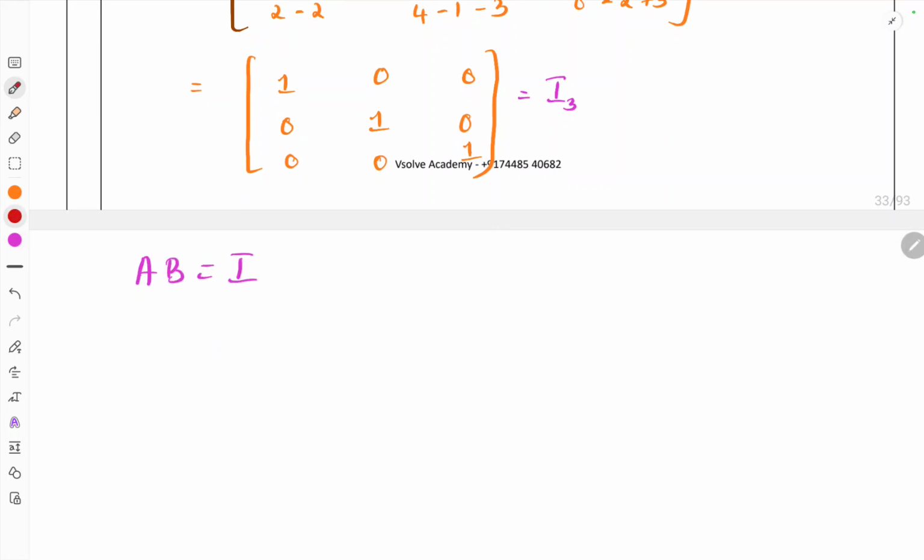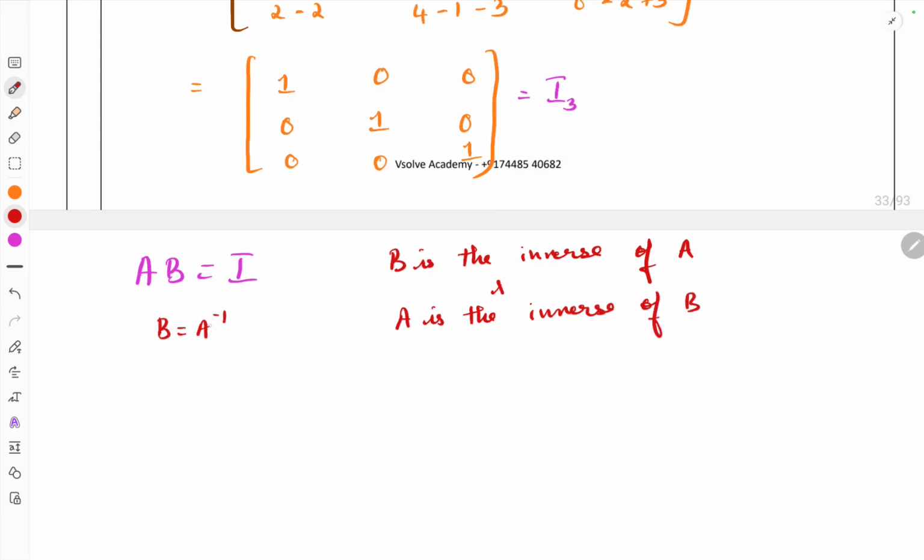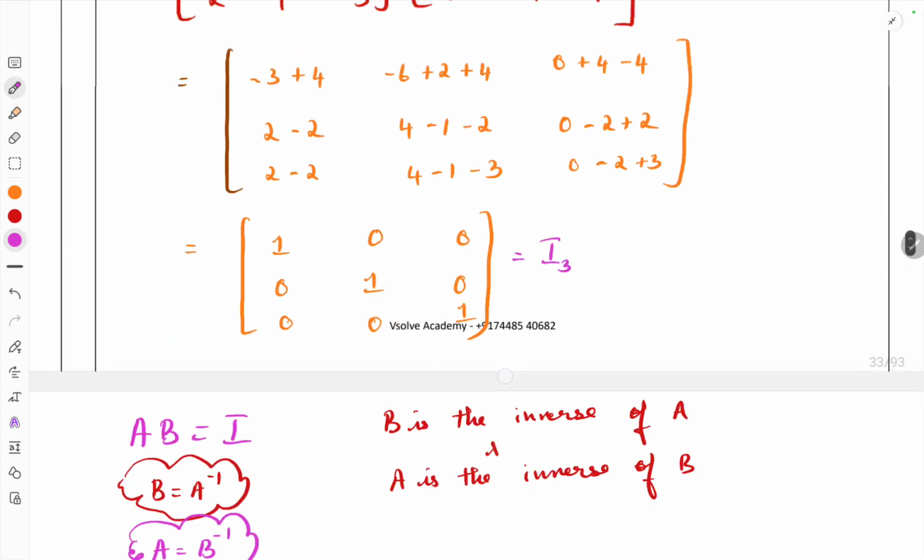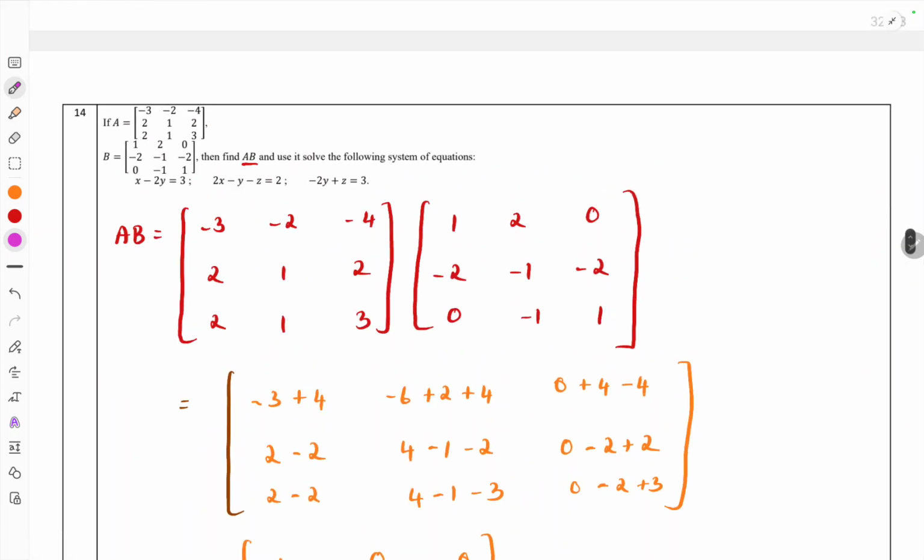Suppose if we have like this, B is the inverse of A, and we can say this also, A is the inverse of B. So which means what I can say here is this B is equal to A inverse and this A is equal to B inverse. So like this we can say. So both are correct.